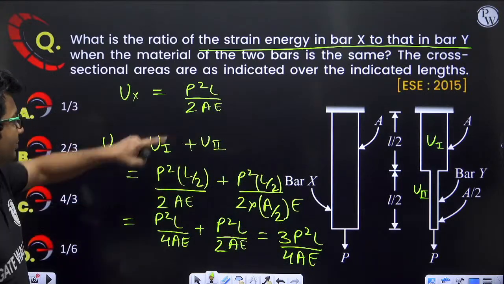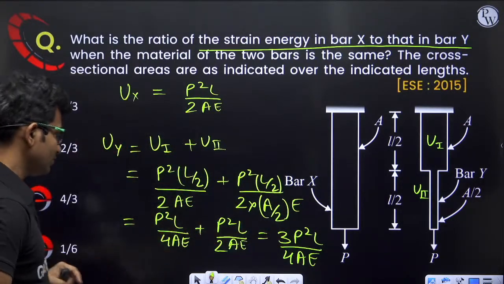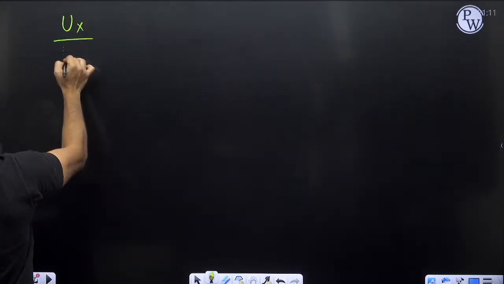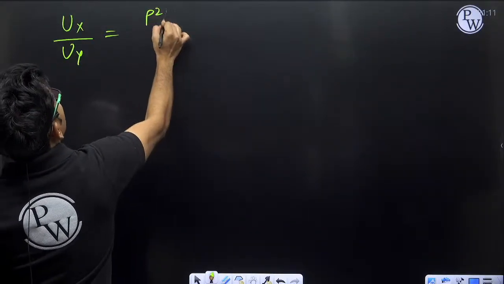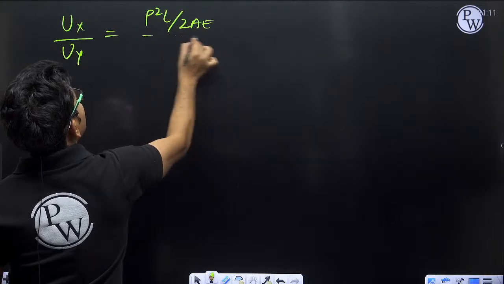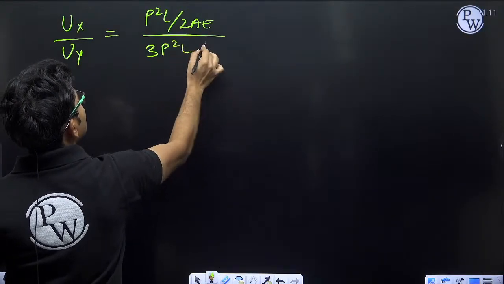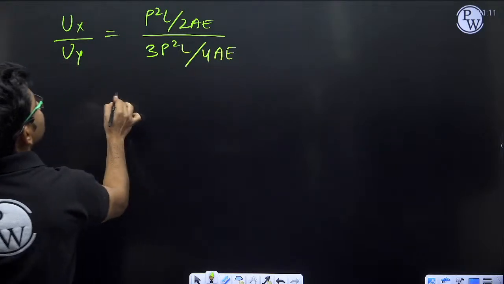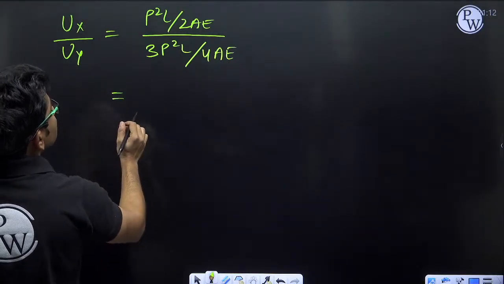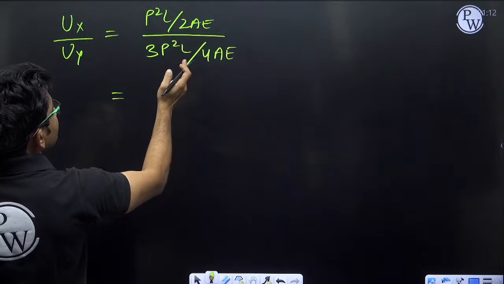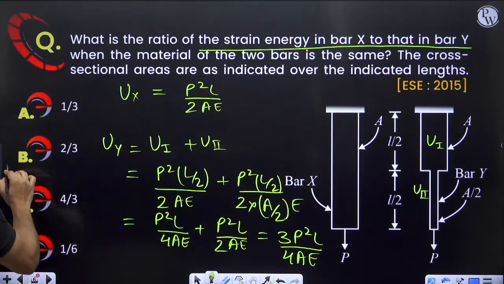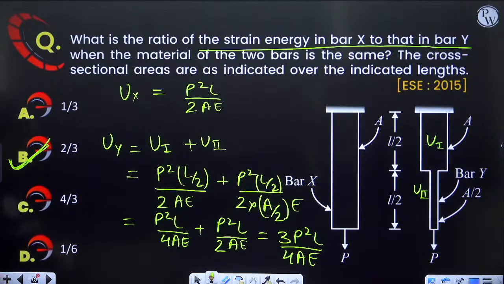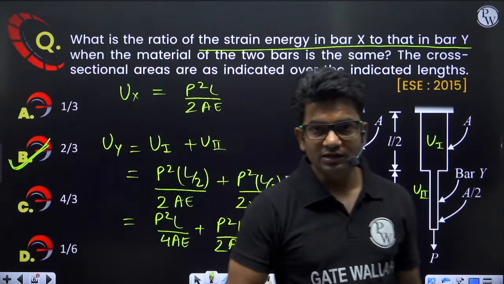Now, if we compare P square L upon 2AE and 3P square L upon 4AE, the strain energy in bar X to the strain energy stored in bar Y will be P square L upon 2AE divided by 3P square L upon 4AE. What are we getting? 2 by 3. 2 by 3 will be the correct answer. Clear? So 2 by 3 is the correct answer. Next question.